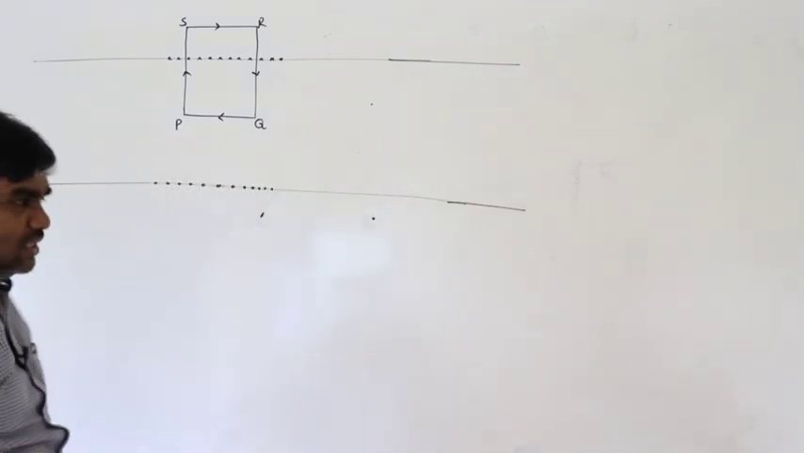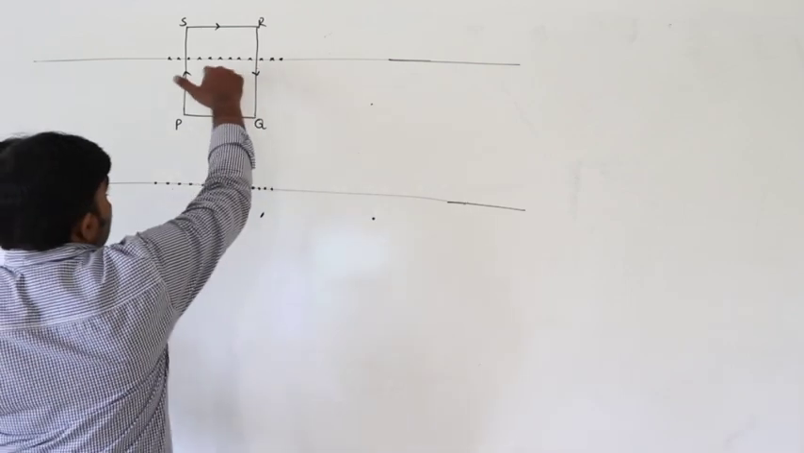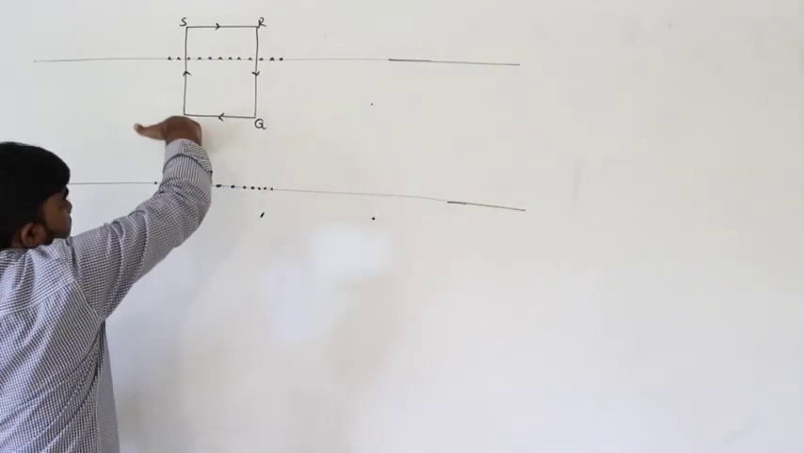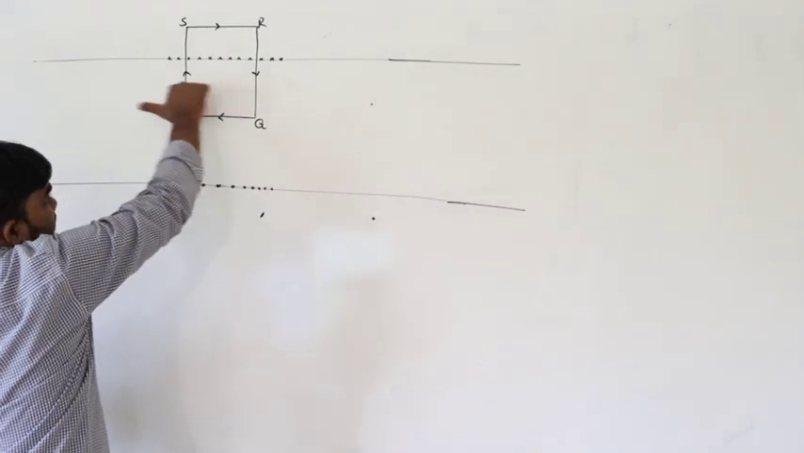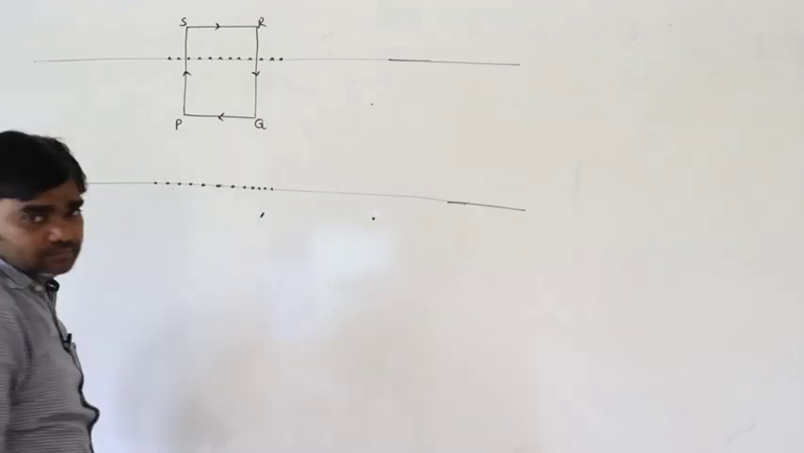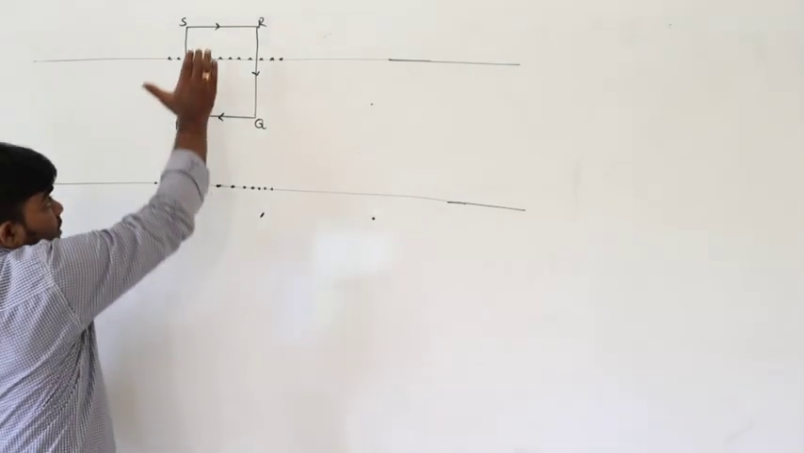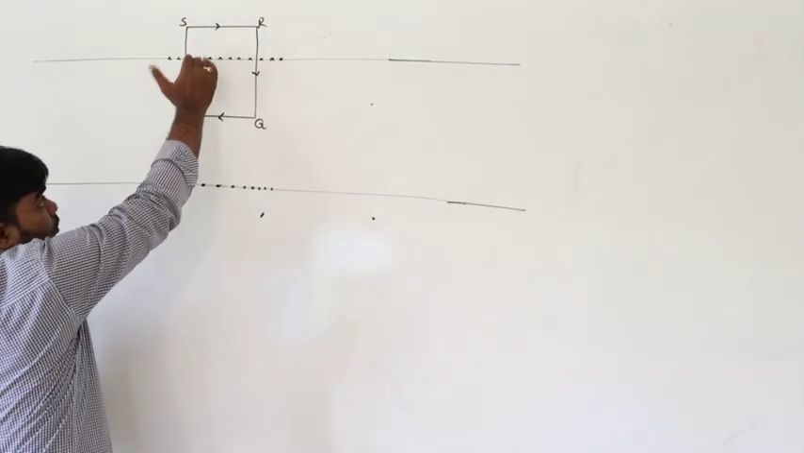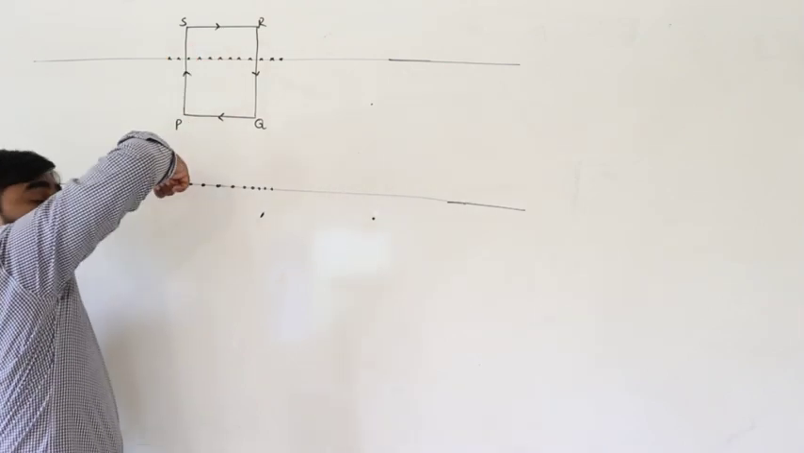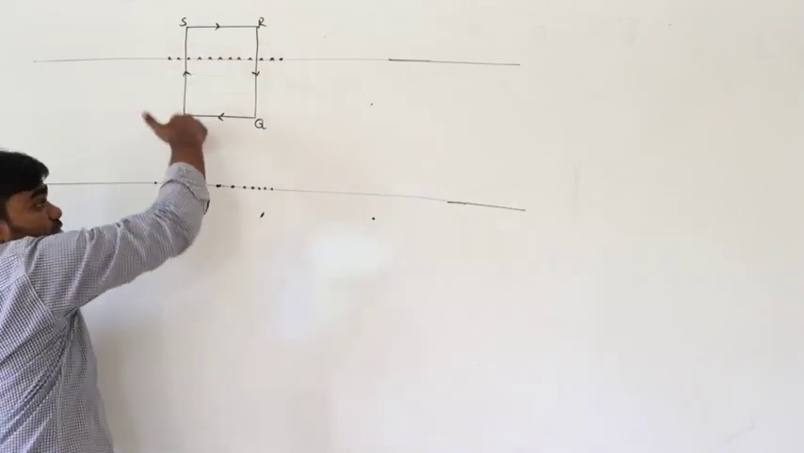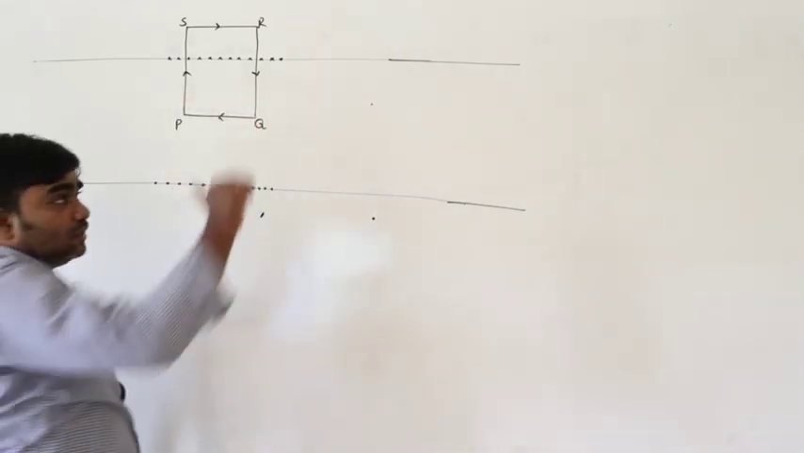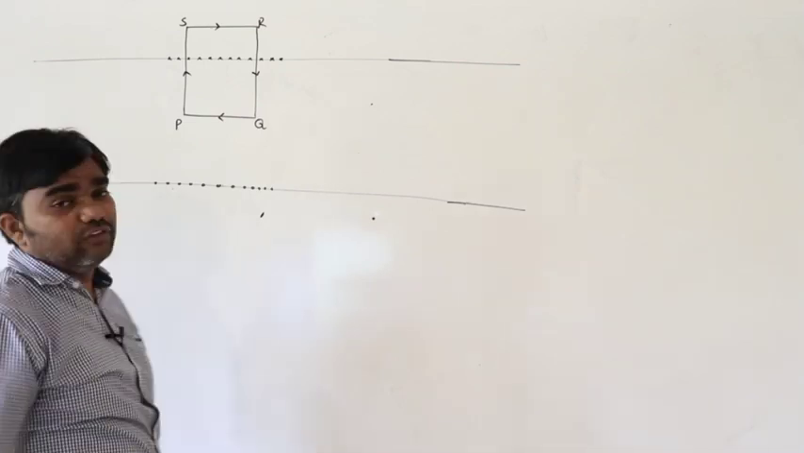So, why is it so? See, here the current is inwards and here the current is outwards. The thumb indicates the direction of the magnetic field. Here this is the direction of the magnetic field. The current is passing like this: in the upper part the current is inwards, in the lower part the current is outwards, and the thumb indicates the direction of the magnetic field.